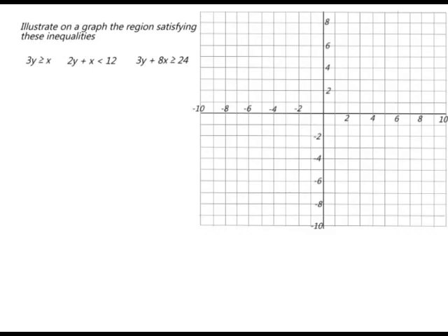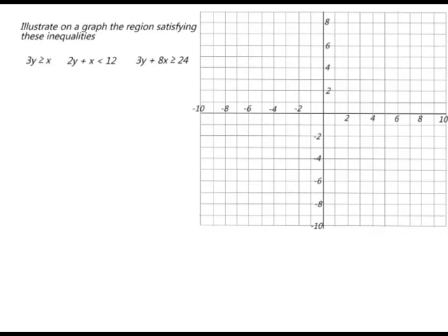One more example. Illustrate on a graph the region satisfying the following inequalities. First inequality, 3y is greater or equal to x. Second inequality, 2y plus x is less than 12. Third inequality, 3y plus 8x is greater or equal to 24.